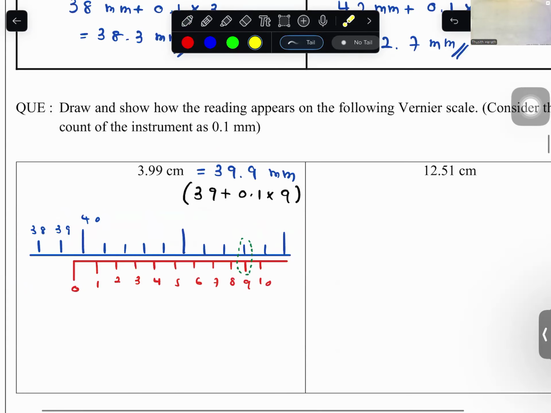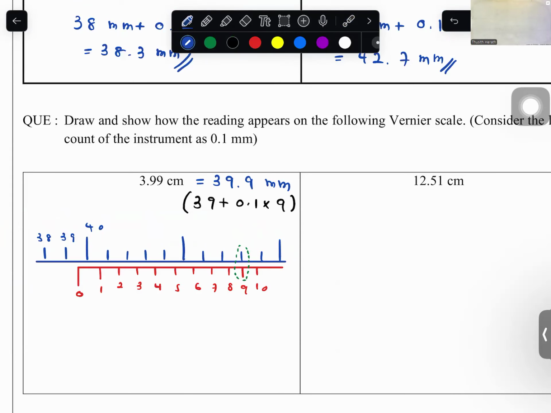Next one, right? I will give this as homework. At home today itself, draw this and send me a photo. Send me a photo of how this reading appears on a vernier caliper which has a least count of 0.1 millimeters, right? I will leave this as homework.